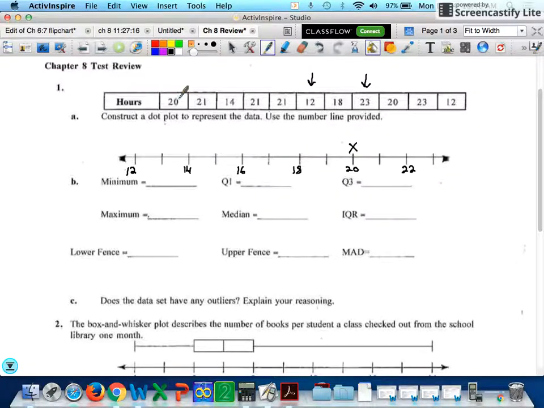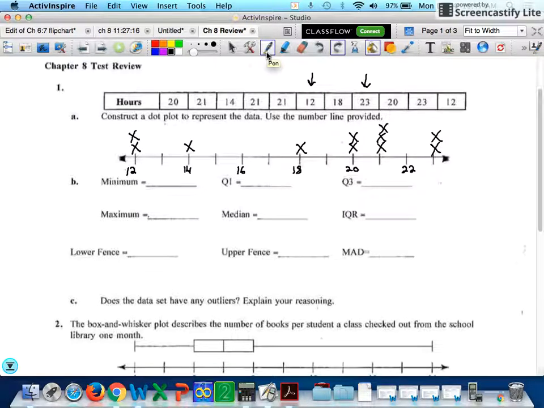So my first number was 20, and then 21, 14, 21 two times, right here and here, followed by 12, 18, 23, 20, 23 again, and then 12. Okay, so I make sure I've got the right amount of points. 1, 2, 3, 4, 5, 6, 7, 8, 9, 10, 11. I've got all my points in there. Okay, all my points are in there.